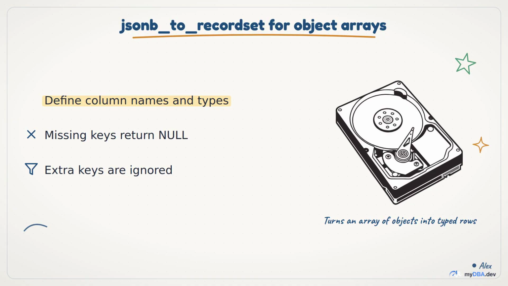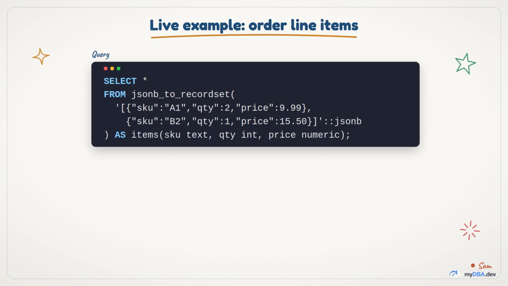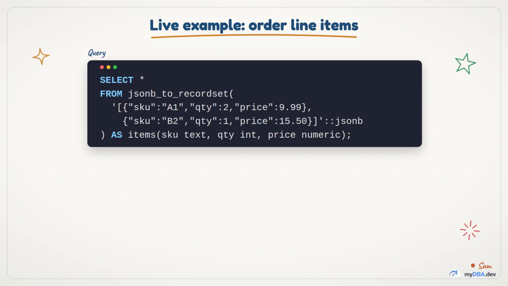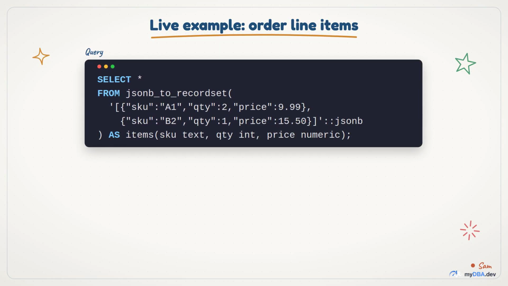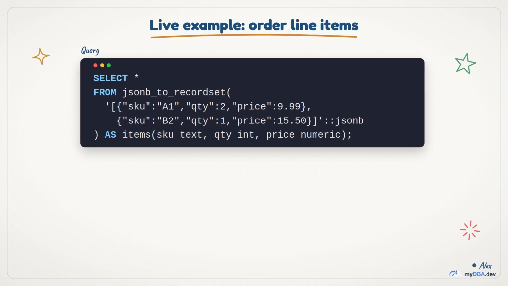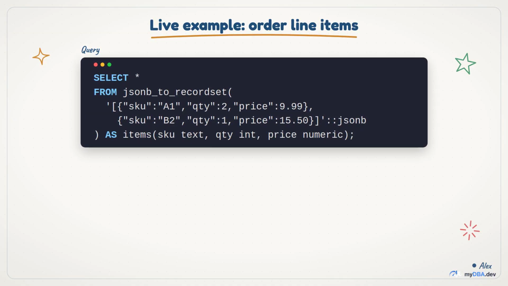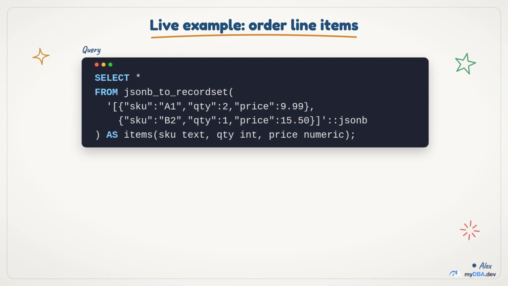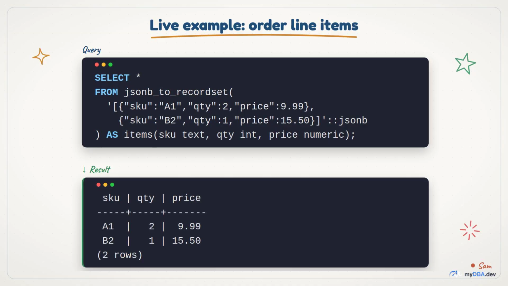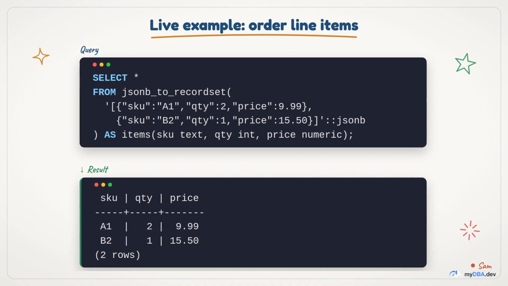So you get type safety and a clean result set, even if the JSONB is a little messy or evolving over time. Here's a realistic case. An orders table with a line_items JSONB column holding an array of objects. We call jsonb_to_recordset and define sku as text, qty as int, price as numeric. And you get back 2 rows with proper types. Now you can do things like sum the price, join on sku to a products table, or filter where qty is greater than 1, all in SQL. No marshaling into application structs, no loops, just a function call in the FROM clause.